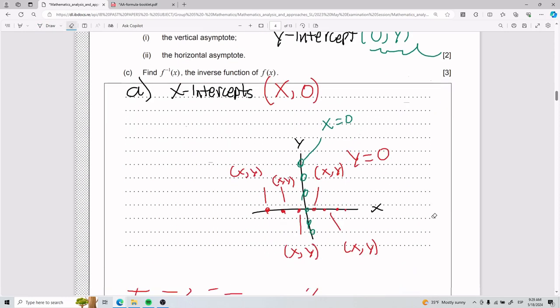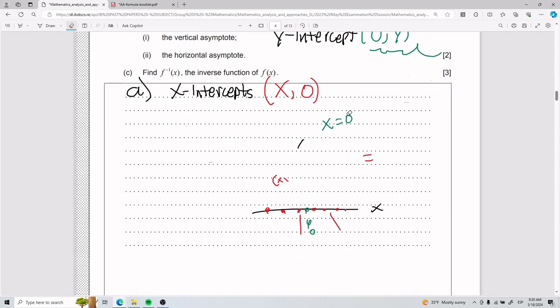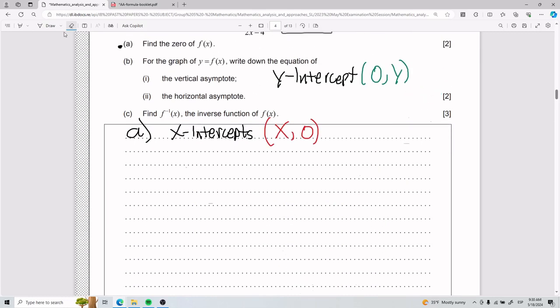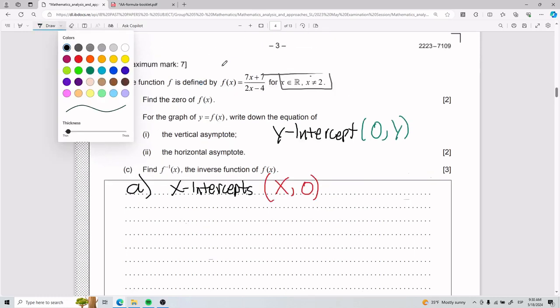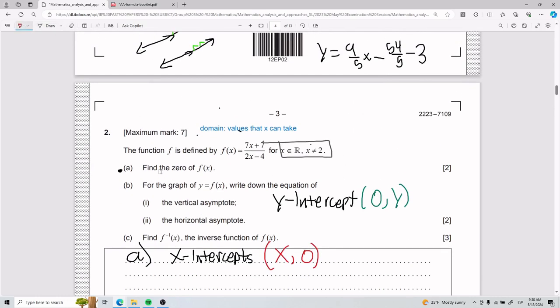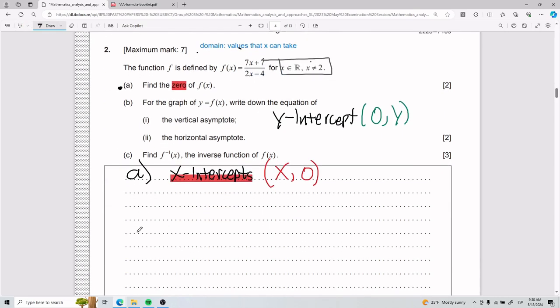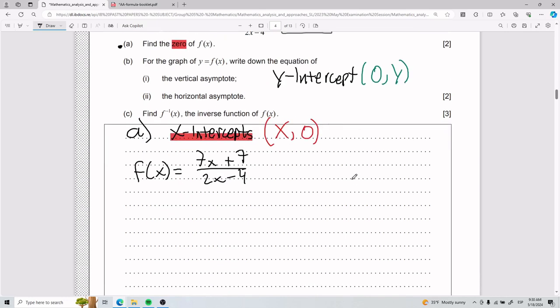So that is a little bit of an intuition of why we approach this the way we do. Whenever they ask for zeros, it is specifically about x-intercepts. And so that is something we need to associate in our brains right away. Zeros is for x-intercepts, okay? And so we plug in x comma 0. So here we have our original, f of x equals (7x + 7) divided by (2x - 4). So if you plug in x comma 0, that means your y is 0.